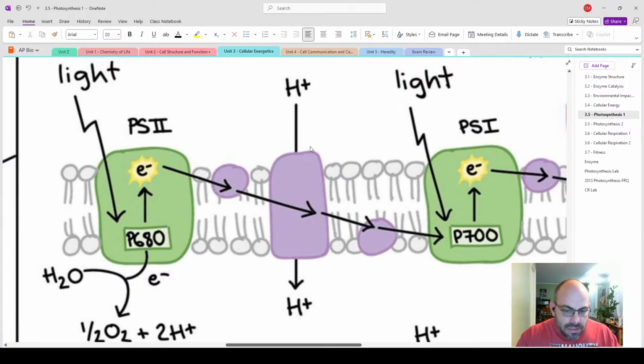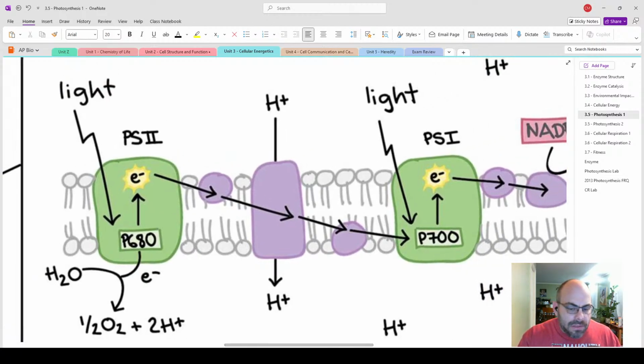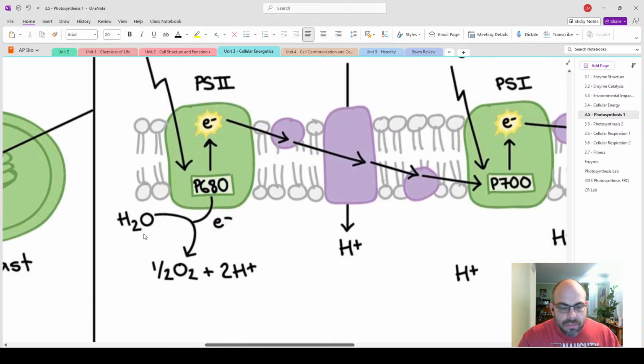So they go into the ETC. We're going to leave that alone. This area right here is ETC for now. Okay. And so how do you keep a steady stream of those electrons going? Well, this is where water comes in.